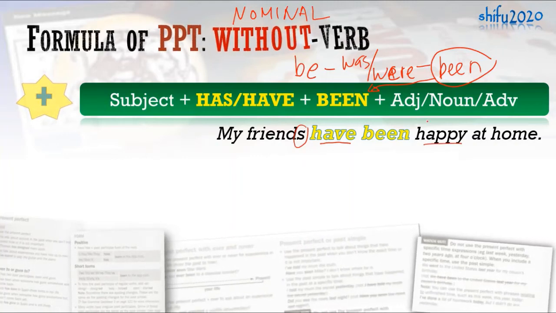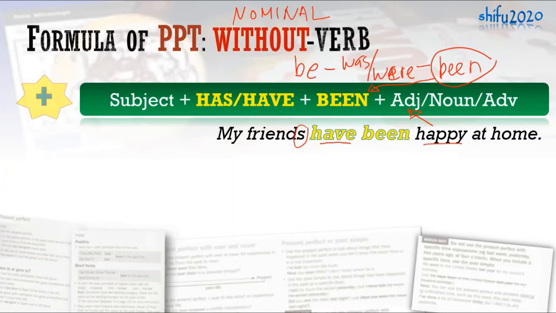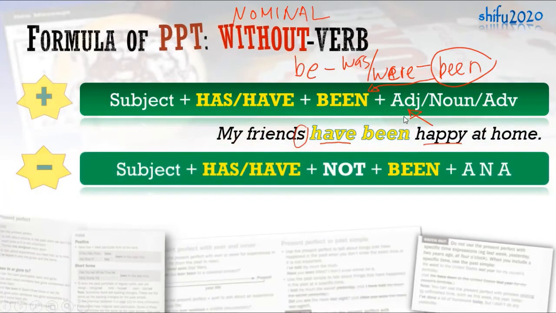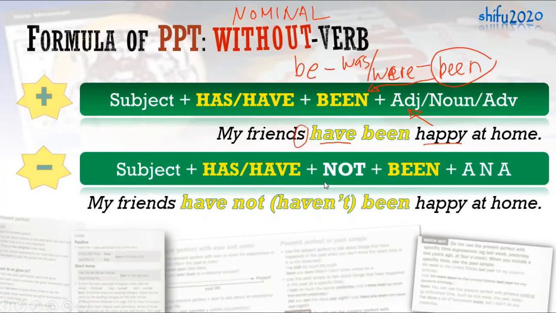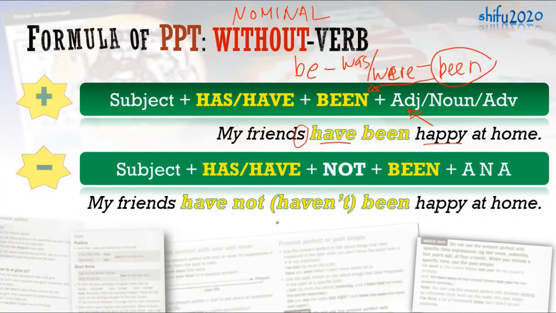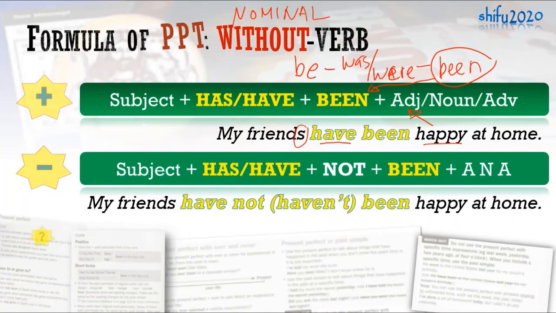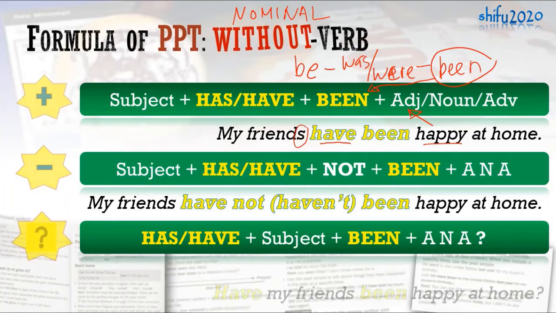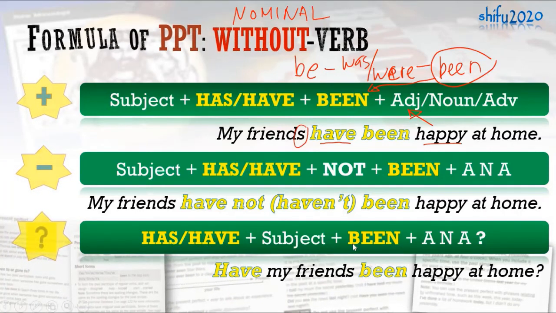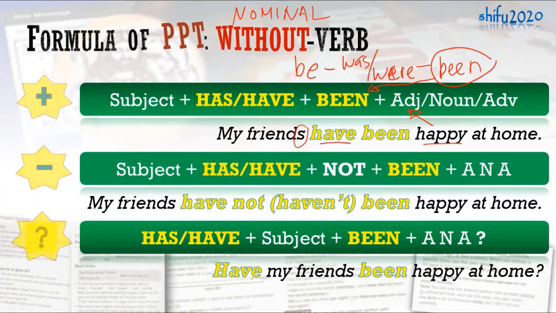Happy is adjective. Okay, now the negative form, the same, you only need to add not. So my friends have not or haven't been happy at home. Okay, still use been. The same as the interrogative. Always use been. Have my friends been happy at home?